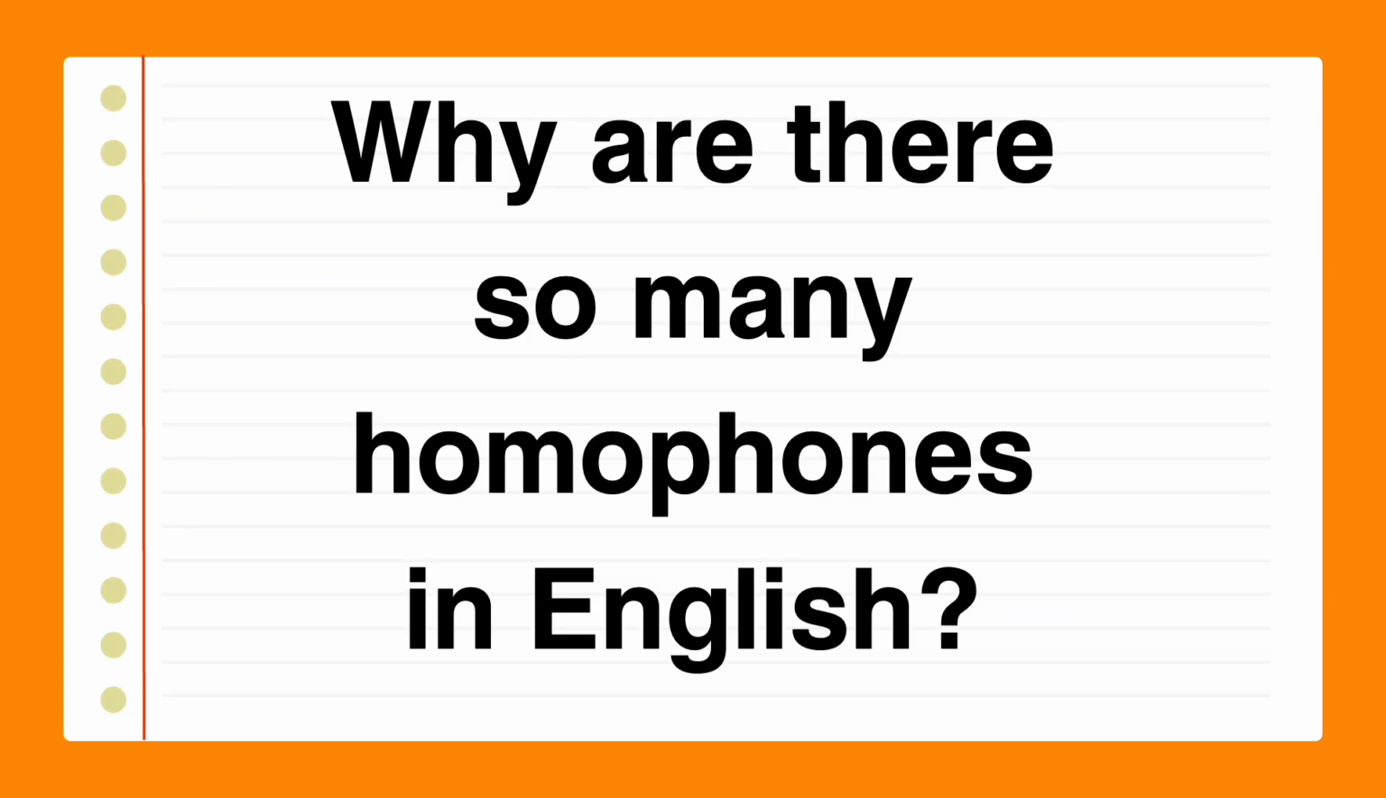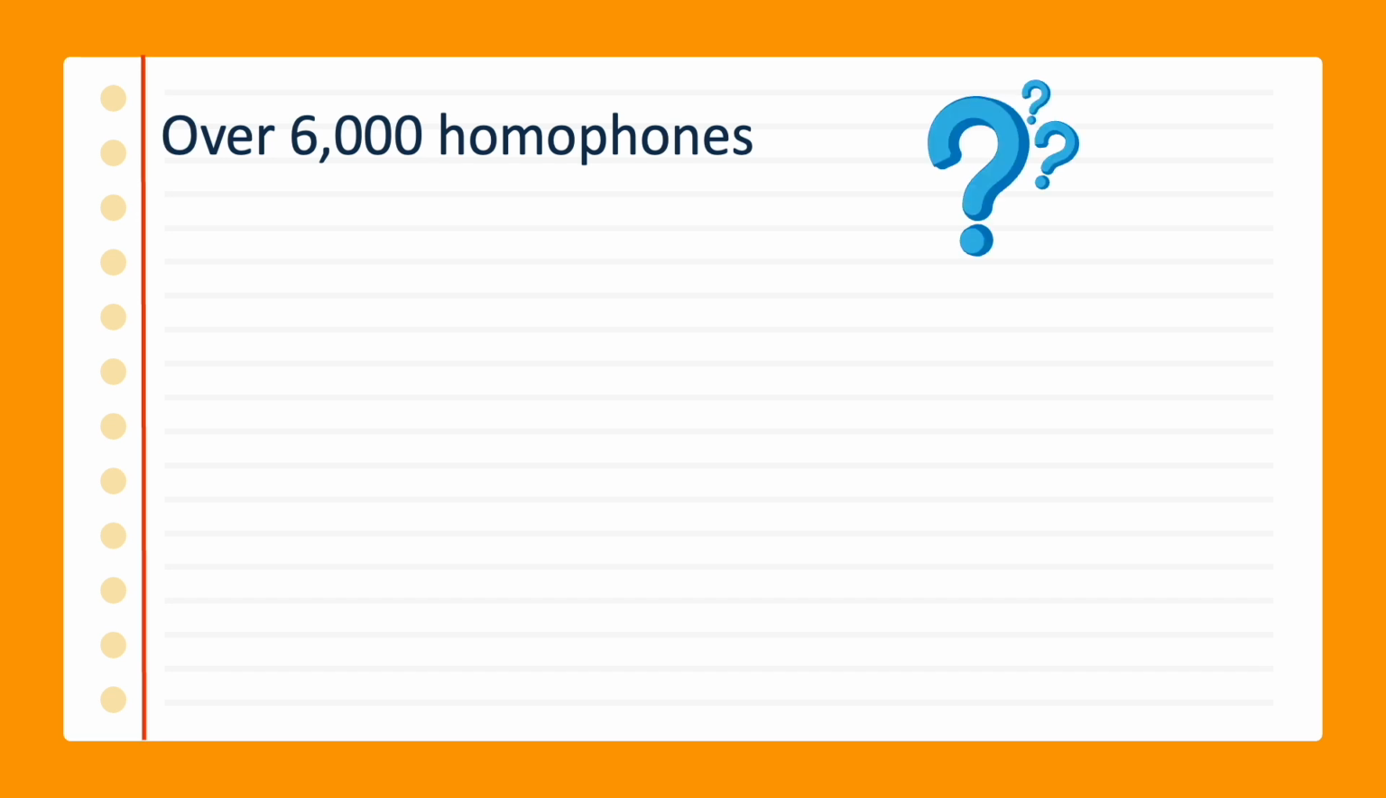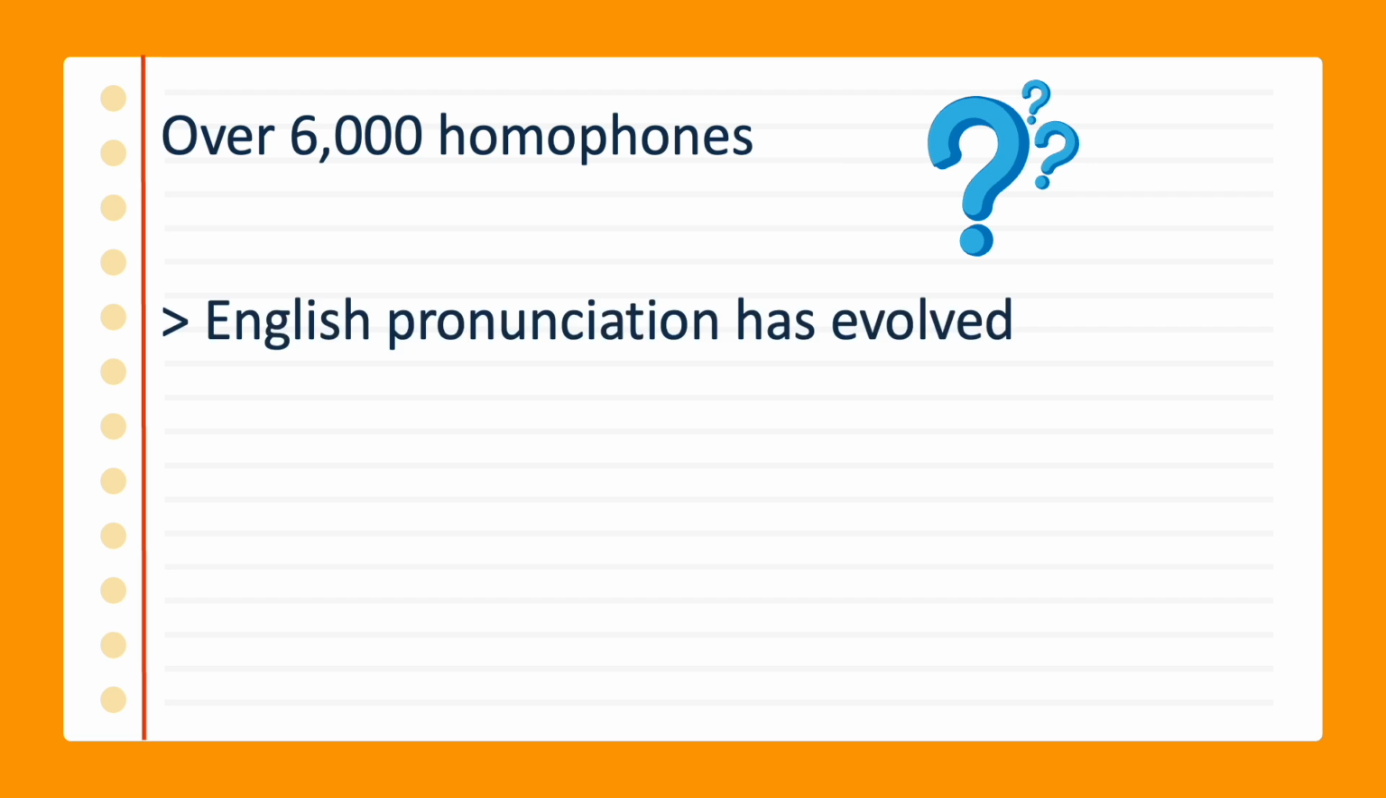Why are there so many homophones in English? There are over 6,000 homophones in English. That is a ton of homophones, way more than other languages. Why? English pronunciation has greatly evolved along the years. In many cases, these words were not homophones, but became homophones through changes in pronunciation.